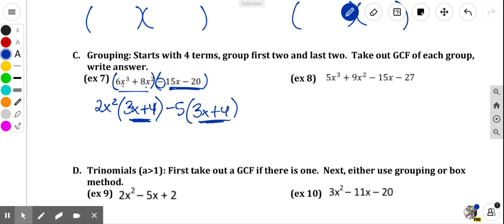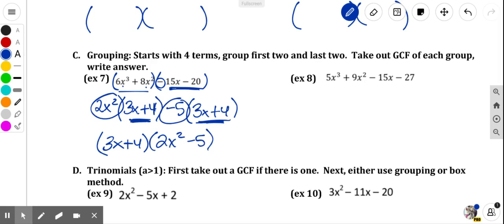Okay, so now we're going to write our answer. So the one that's repeated, we'll write. And then the 2x squared and the negative 5, those GCFs, that becomes the other part of our answer, like that.